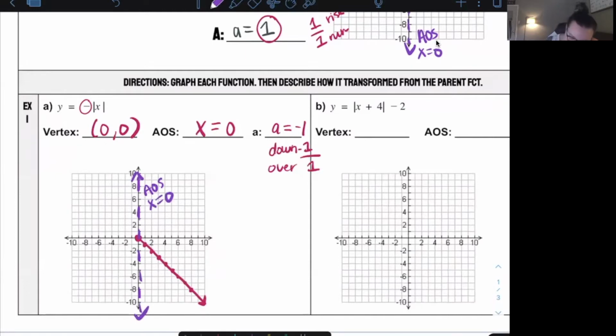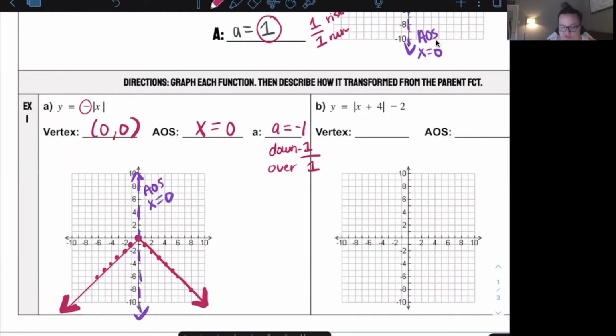So I'm still going to go down 1, but this time I just go to the left instead of the right. So down 1 over 1, down 1 over 1, until I have enough points to draw a decent line. And there we go. I put arrows at the end because it extends forever. All right. How does that compare then to the parent function?